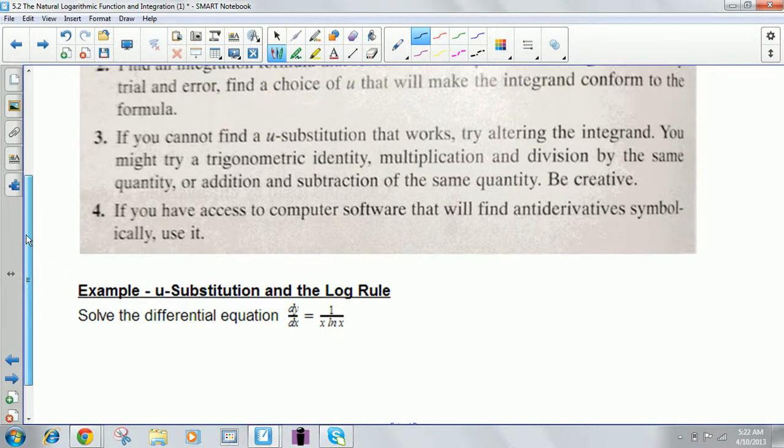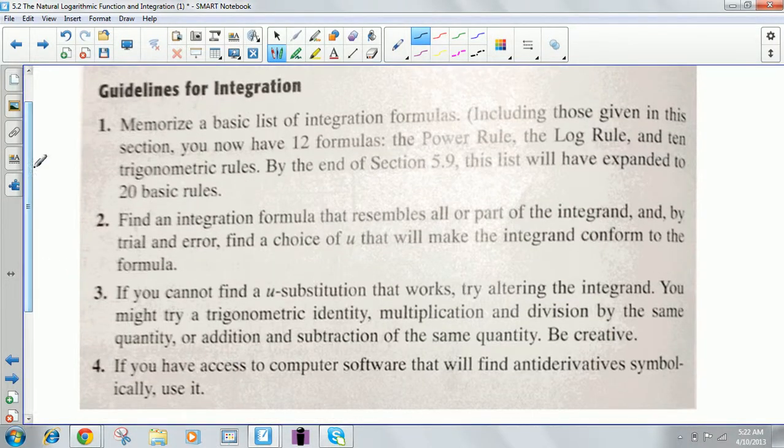Okay, so here I have a list. This is straight out of your book, just guidelines for basic integration. Memorize the formulas. If you don't know the formula, you're not going to be able to use it. Then look at the function and find the formula that's going to match the function that you're working on. Okay, so that's part 2.